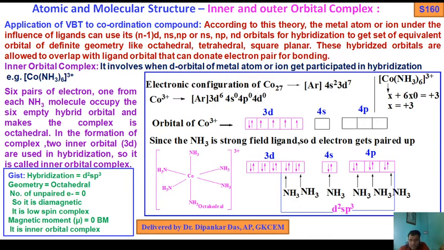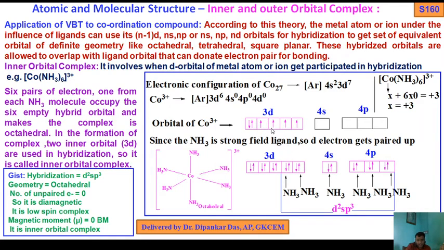So what is the hybridization? The hybridization is d2sp3. Why d2? Because 2 d orbitals of 3d, 1 4s and 3 4p orbitals are involved. So the hybridization is d2sp3, and this is the octahedral complex [Co(NH3)6]3+. Now we can conclude that hybridization d2sp3 gives octahedral geometry, and we can determine the number of unpaired electrons.